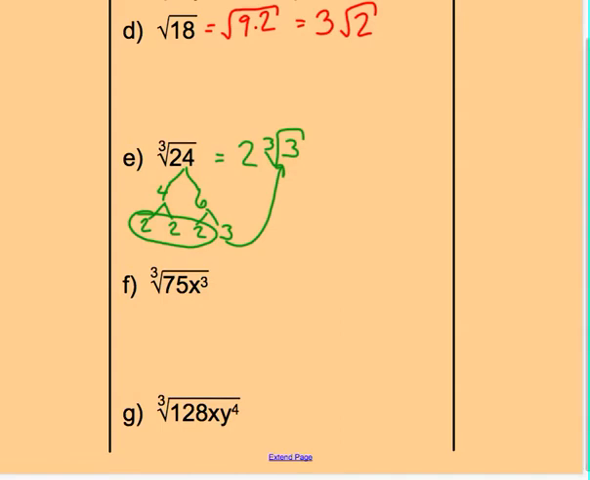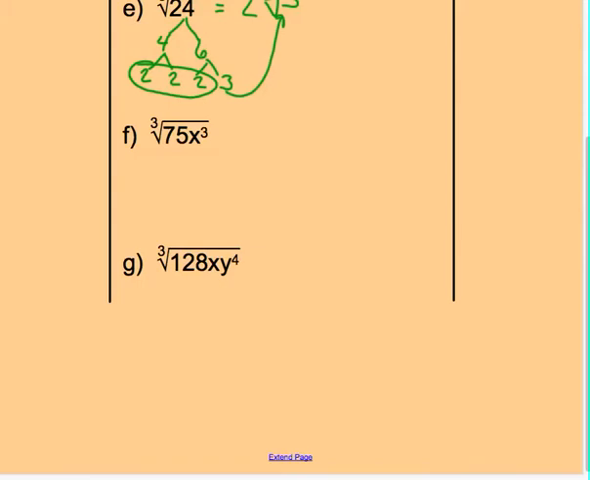Next one, we have the cube root of 75. So again, if you don't have the perfect cubes memorized, we've got 75 is 25 times 3. 25 is 5 times 5. I don't have any groups of 3, so 75 cannot be simplified as a cube root. However, we can take the cube root of x cubed, that gives us x, and then we have 75 left over under our cube root.